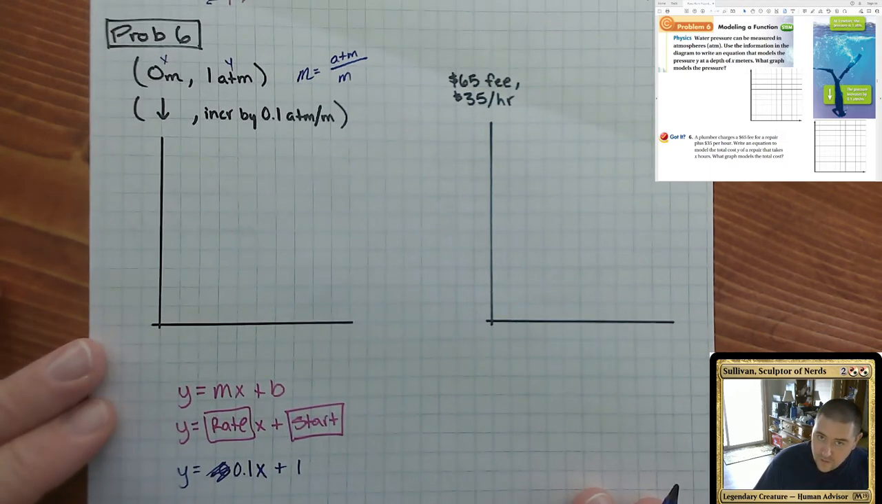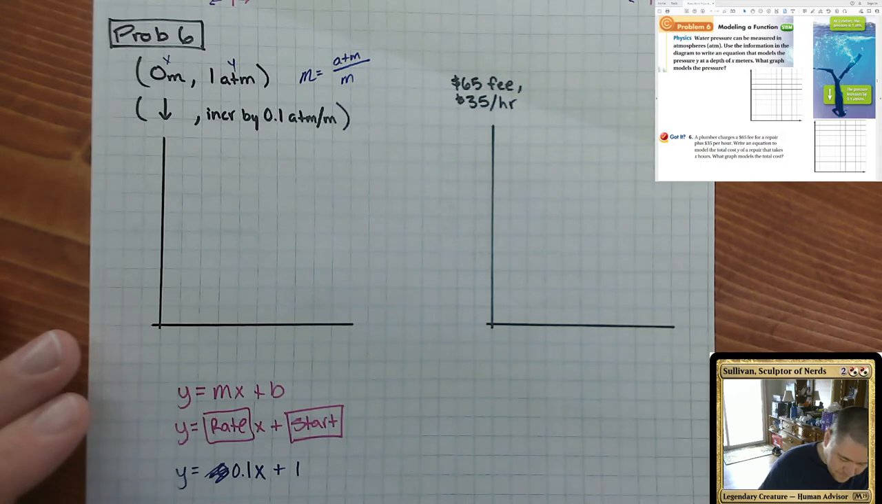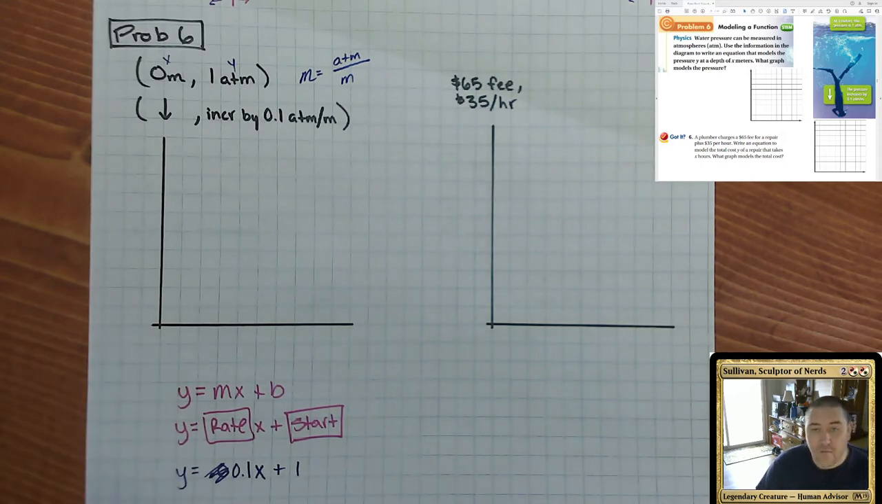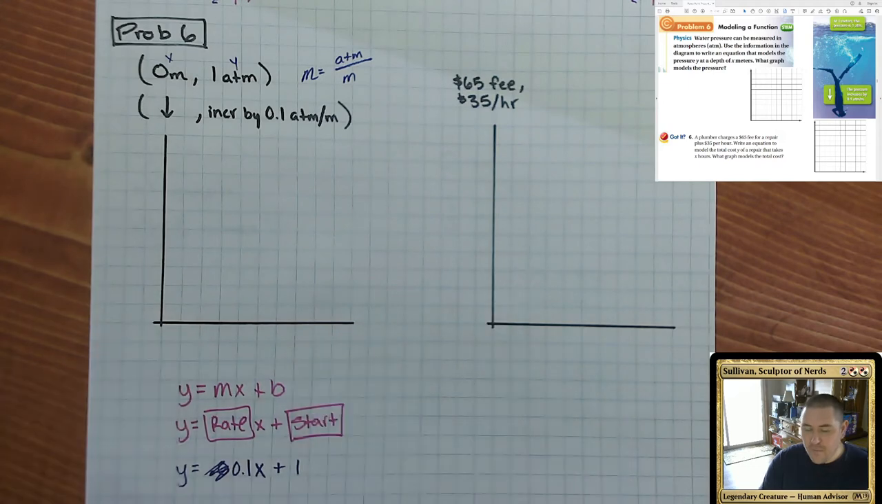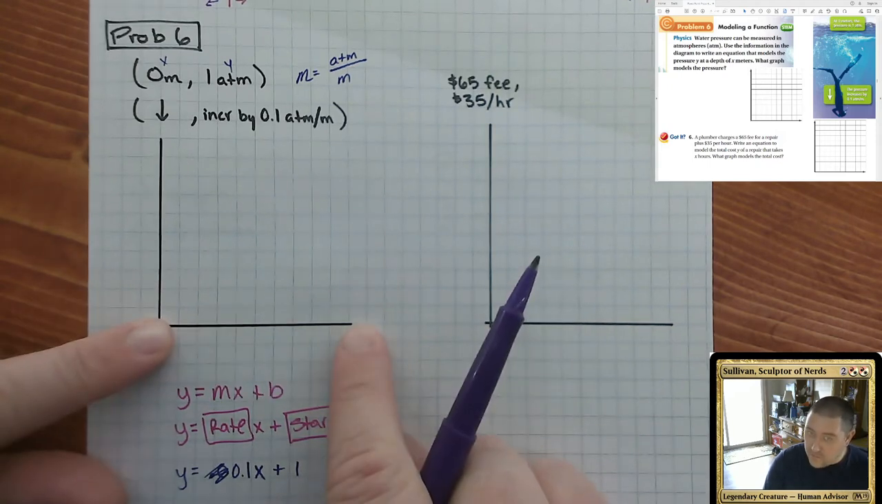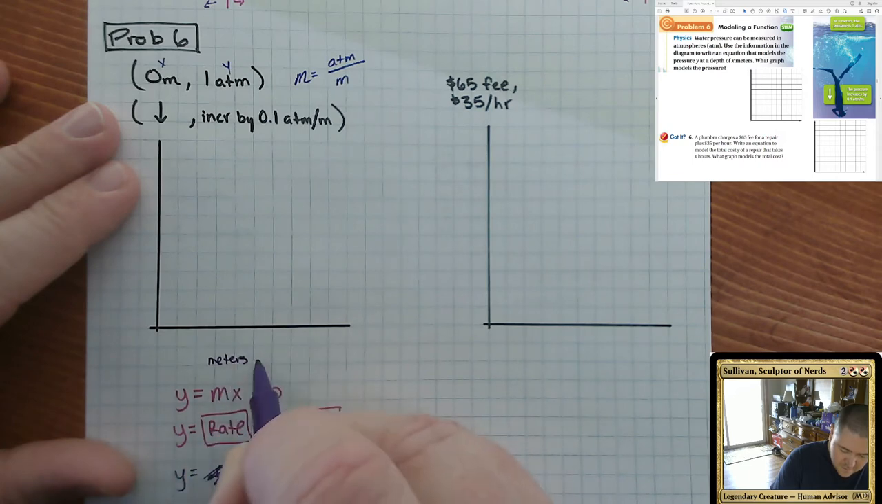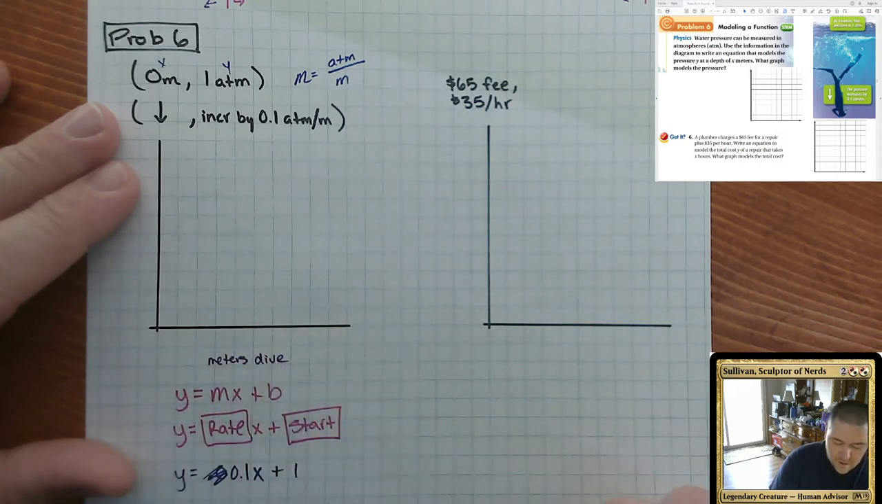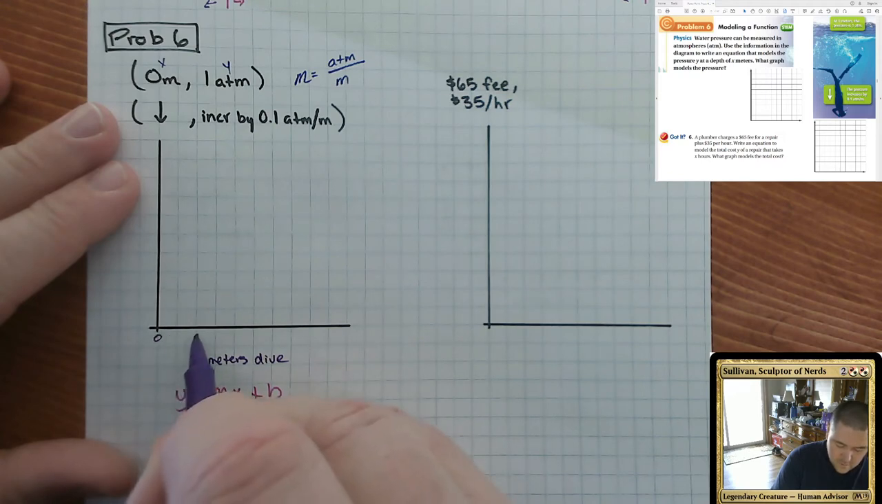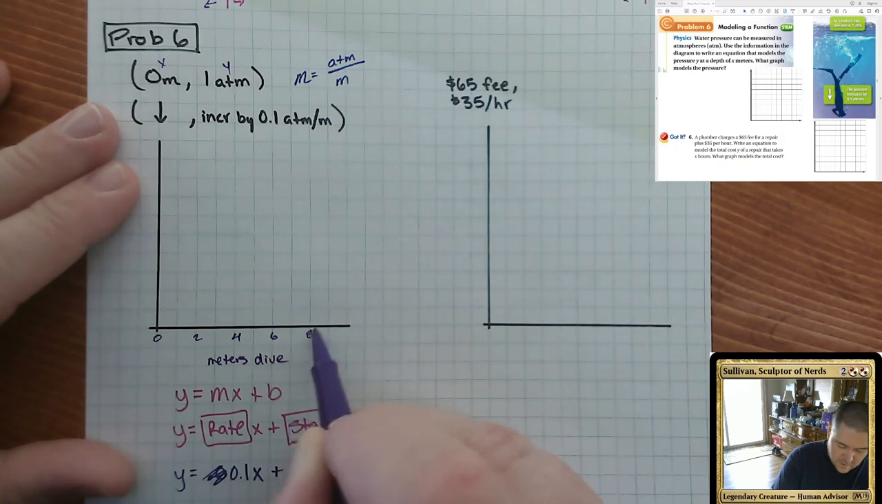If I'm going to graph that, I need to make an appropriate scale. So how far do you think you're going to be diving down? I tried doing the snorkel thing once, and it was a disaster. 10 meters, see, I've got 10 boxes. 10 meters is roughly 30 yards. That's a long way to dive down. I think we can safely just do that. So I'm going to say this is meters of dive. And I'm just going to go 0, 1, 2, 3, 4, 5, 6, 7, 8, 9, 10.